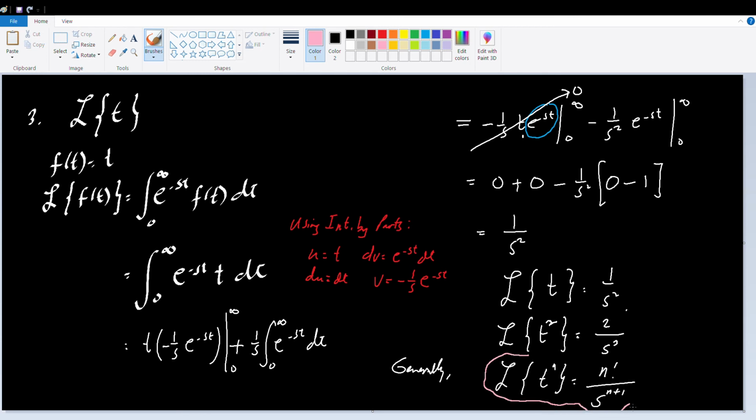So for any n, if n is an integer, the Laplace transform of t to the n will be n factorial over s raised to n plus 1. Even if n is 0, t to the 0 is 1. So it will be 0 factorial over s to the 0 plus 1. That will give you 1 over s, and that is exactly the Laplace transform of the constant 1. So n here refers to any integer, a positive integral exponent.